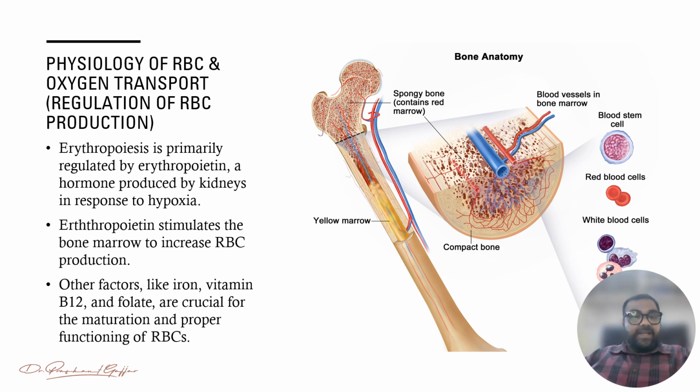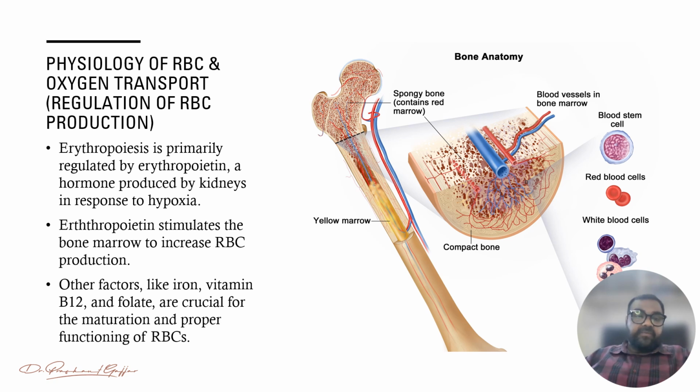So that is the physiology of the RBC and oxygen transport. Now, regulation of RBC production, again physiology. Erythropoiesis is primarily regulated by erythropoietin, the hormone produced by the kidney when hypoxia occurs. So when there is hypoxia, the kidney releases erythropoietin, which is responsible for erythropoiesis.